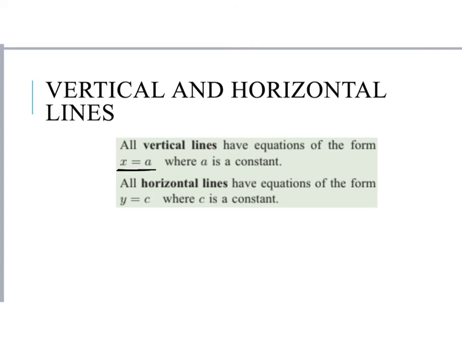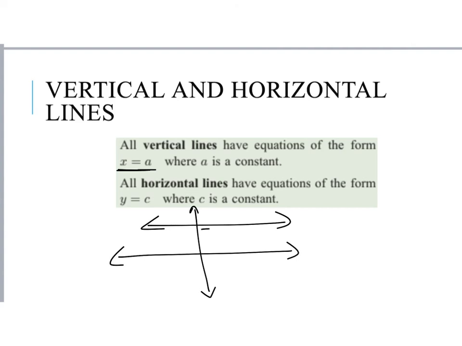Why? Well, if we think about this, this is our horizontal line, say it goes through 3. What's the slope of that line? It's flat. The slope is 0. So if we wrote y equals mx plus c with a slope of 0, that would be y equals 0 times x plus c, so y just equals c.